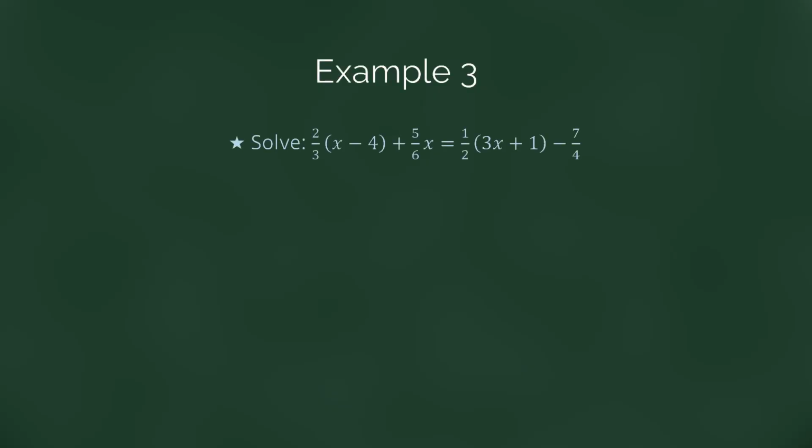Our last example had a fraction in the answer. Let's look at a more complicated example that has fractions in the problem itself. One of the easiest ways to deal with a problem like this is to think about what the common denominator for all of those fractions are. So here we have 3, 6, 2, and 4 as the denominators of our fractions. The lowest common denominator of those is going to be 12.